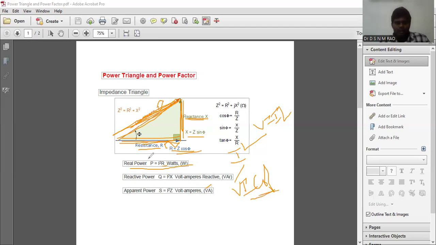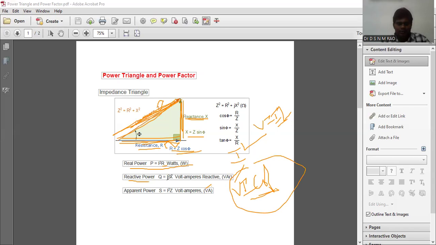So in this way, active power will be obtained. Active power is defined as the product of applied voltage and the active component of current. I square R can be written as I into IR, where R equals Z cos phi. So I into Z can be written as V, and the remaining I cos phi. So VI cos phi is the active power, in watts or kilowatts.